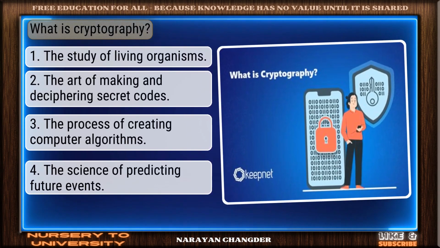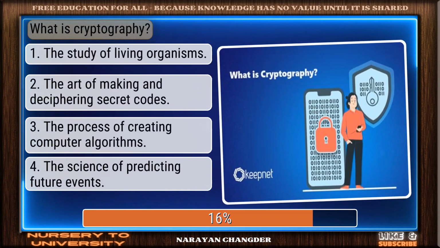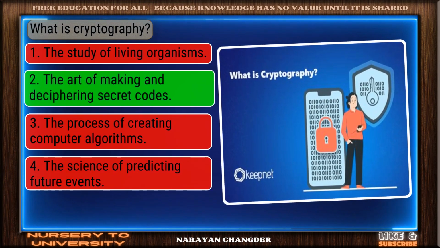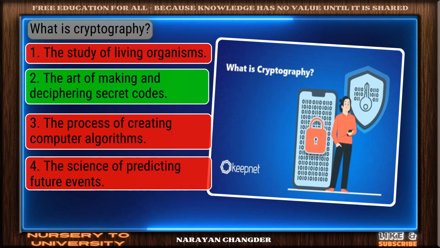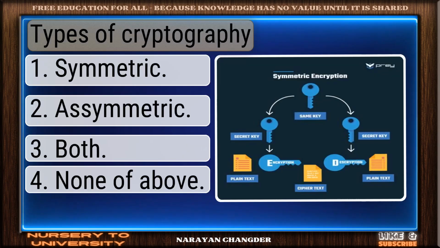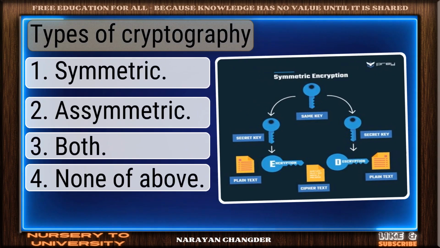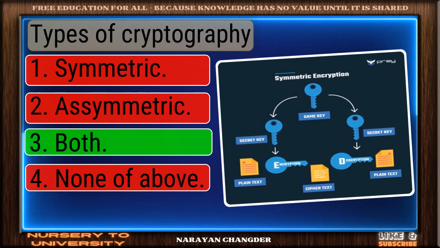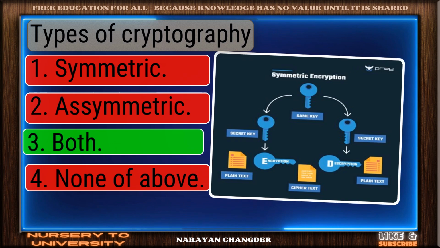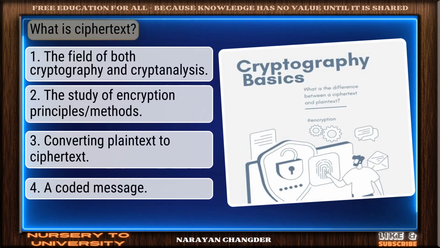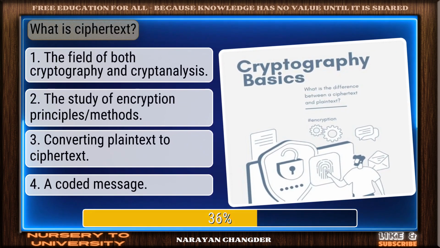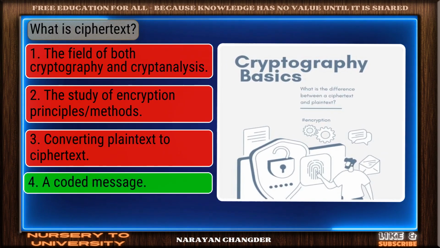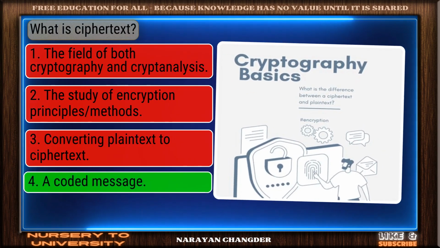Question number 78. What is cryptography? Valid point. The art of making and deciphering secret codes is true. Question number 79. Types of cryptography. Great thinking. Both is the right choice. Question number 80. What is ciphertext? Perfect. A coded message is the correct choice.